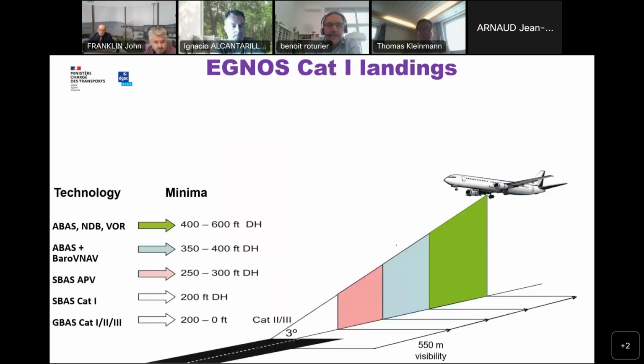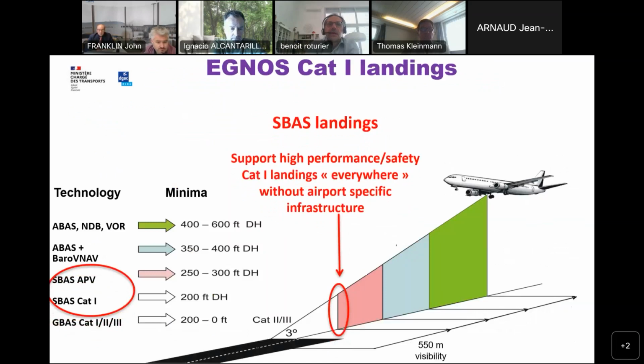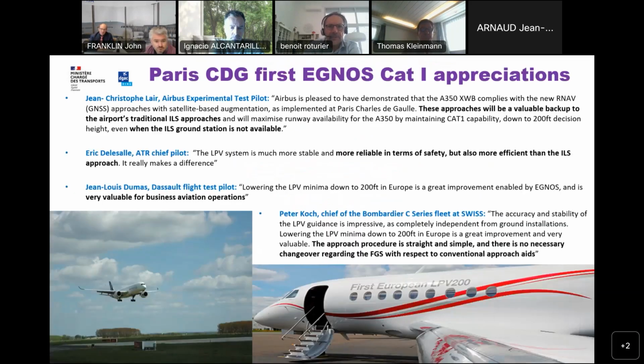So EGNOS landings are providing the best minima from all PBN technology. So you can support high performance Cat I without airport specific infrastructure. So it was just perfect for us to remove those ILS on the smaller airfields and propose to replace them with EGNOS LPV landings. And this is basically what we did, as I explained, in the 2010s. Now this is terminated.